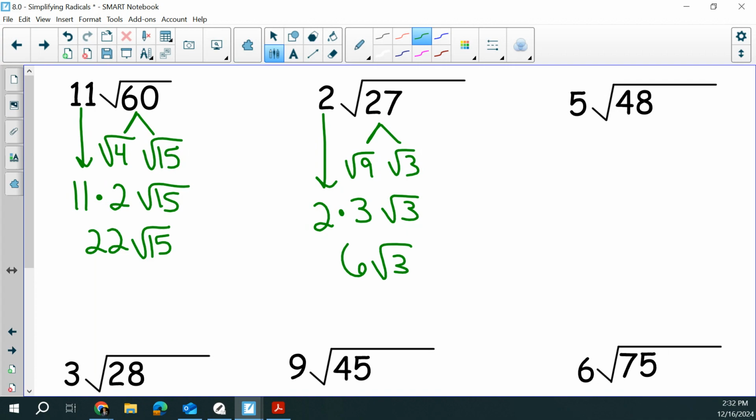So that is how you simplify a radical if there is a number in the front of the square root sign.